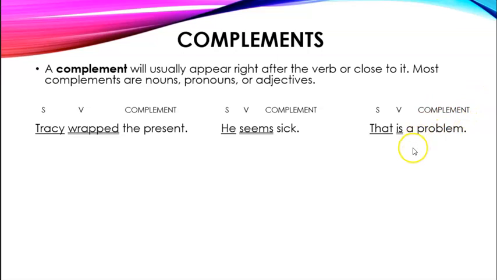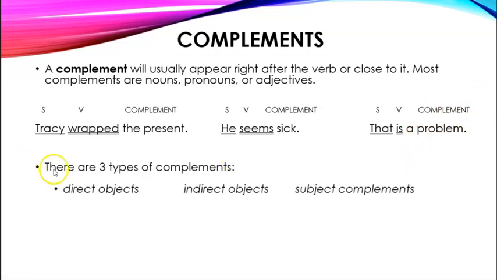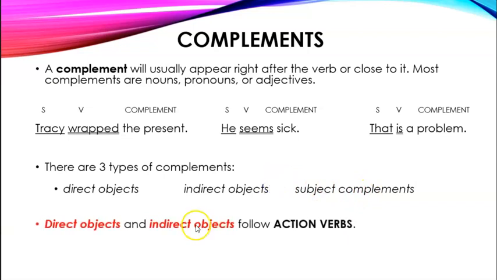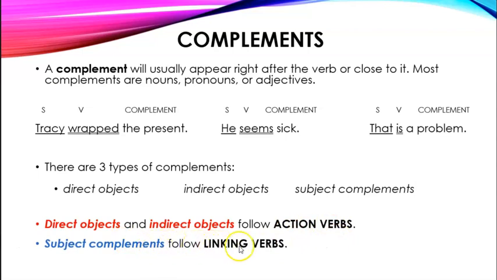Okay? There are three types of complements. We have direct objects, indirect objects, and subject complements. Direct objects and indirect objects follow action verbs. Subject complements follow linking verbs and describe the subject.